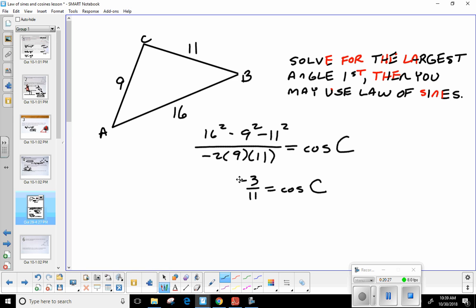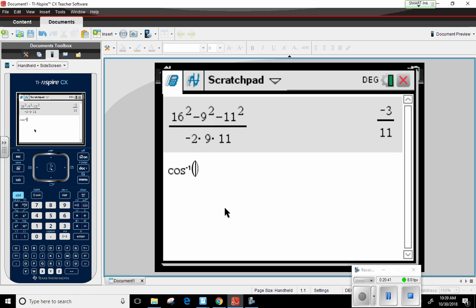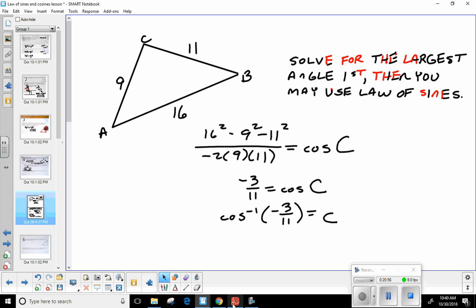All right. So that's the ratio of my sides. Okay, so now I'm going to take the cosine inverse of the negative 3/11ths, and that's going to give me C. All right, so let's see what we got here. Okay, so I'm getting 105.8. So here it's a really good thing we did start with C because he did turn out to be obtuse. Even if he's not, you just want to make sure. So 105.8. Okay.